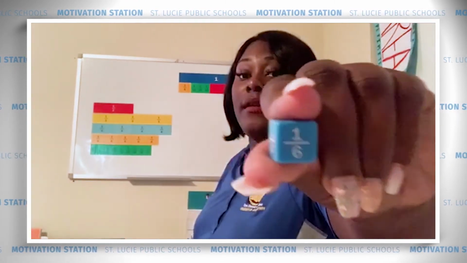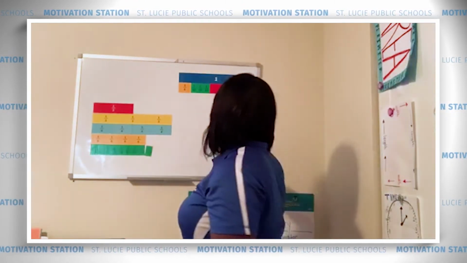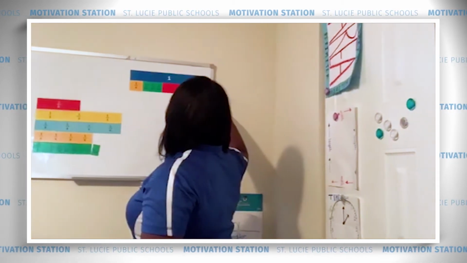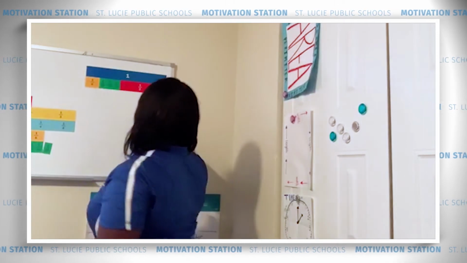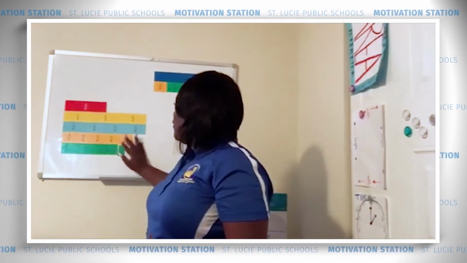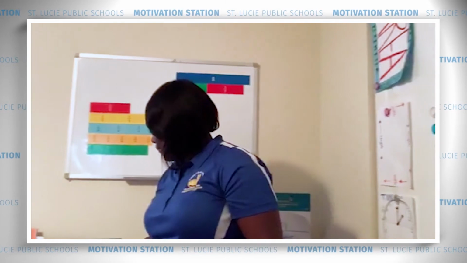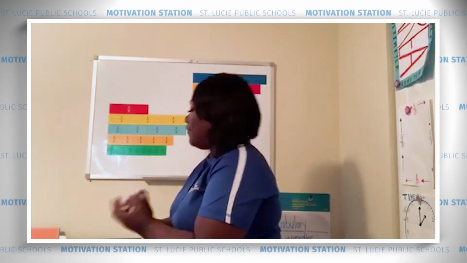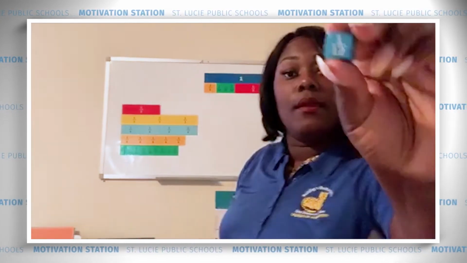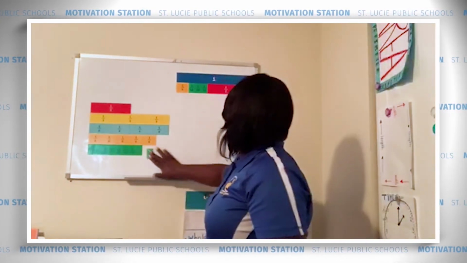I have a 1/6. Let's see if it will go. Oh, no, it's not going to go. I can tell it's not going to go because it won't even slide up right here. So if you were playing with your partner and you rolled a piece that would be too big, you would lose a turn. Another 1/6 piece. It's not going to fit. We already know that. Let's try the 1/12.